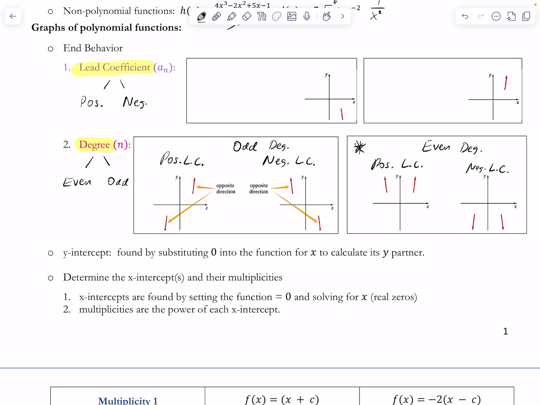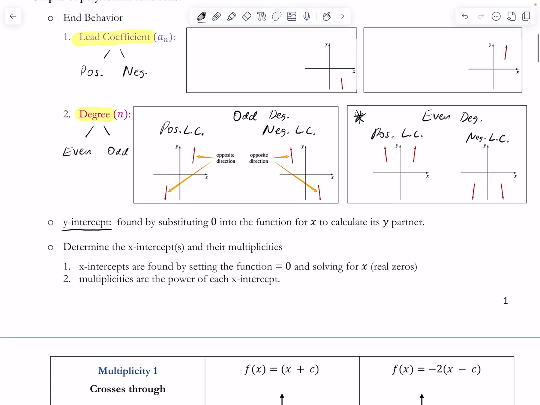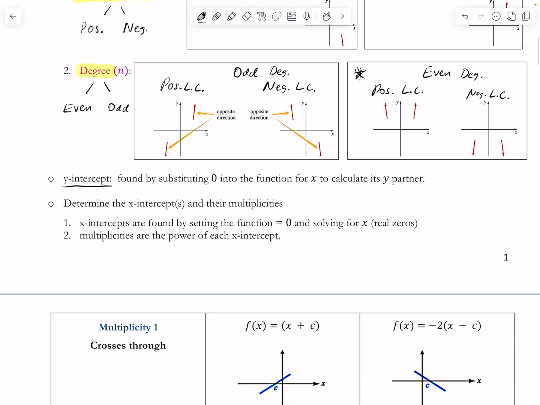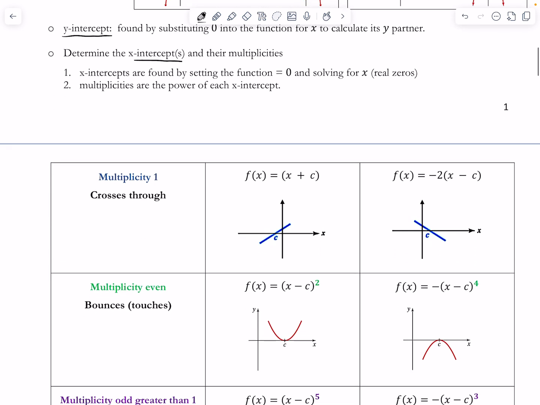But for the odd degree, going opposite directions, I'll give you some tips that I use during class to try to help me memorize it. But ultimately, it will come down to making sure you know how the end behavior works. All right, we're also going to find the y-intercept to help us sketch. And then because we're going to be looking at factored form, our x-intercepts should be pretty simple to figure out.